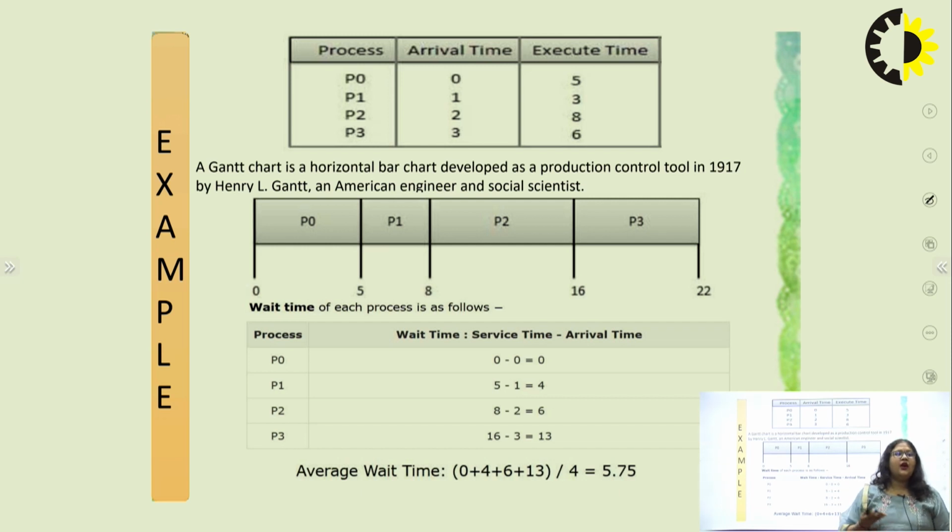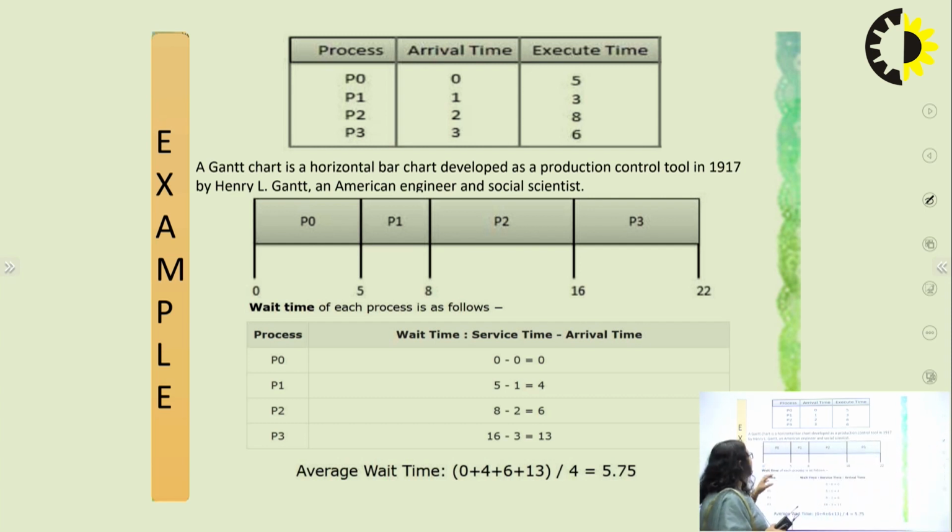What is a Gantt chart? Basically, a Gantt chart is a horizontal bar chart developed in 1917 by Henry L. Gantt. The Gantt chart presents at which time the process is given the processor, and at what time the process is executed by the processor. So this shows the initial time and the execution time of each and every process.